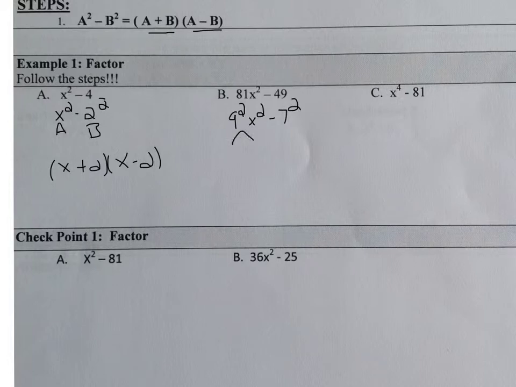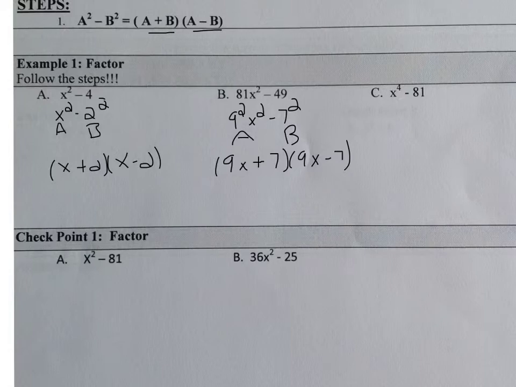My a is both, and I'm going to make a fat A so you know. My a is both 9 and x, and my b is 7. So when I write it, I have 9x plus 7, 9x minus 7, and same thing. This is multiplication, just like with trinomials. It doesn't matter what order you write them in. You could write it 9x minus 7 first.